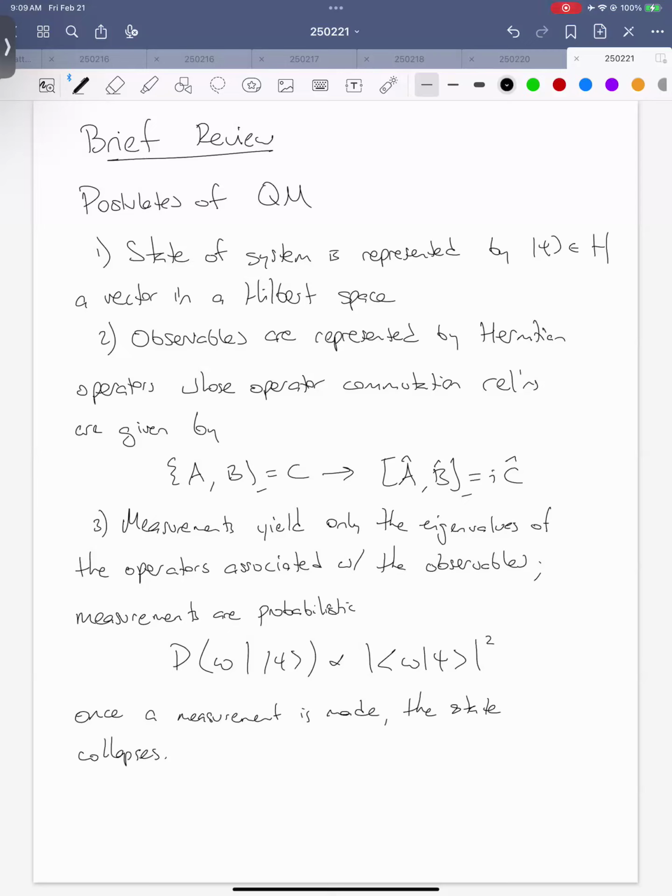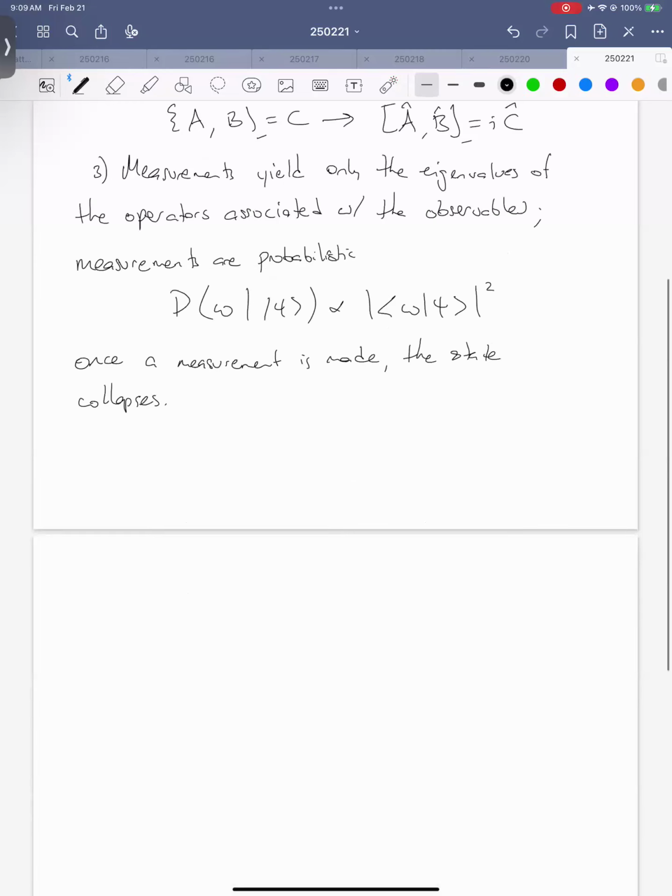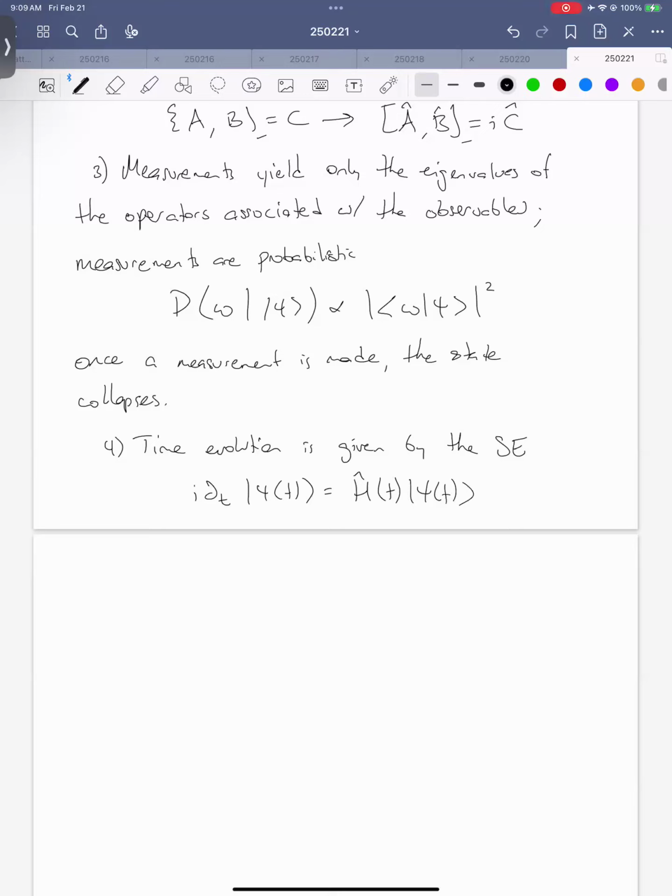All right. Great. And then time evolution is given by the Schrödinger equation, which is i ħ partial t acting on the ket psi, which can be a function of t, equals the Hamiltonian operator at some time t acting on the ket psi of t again.